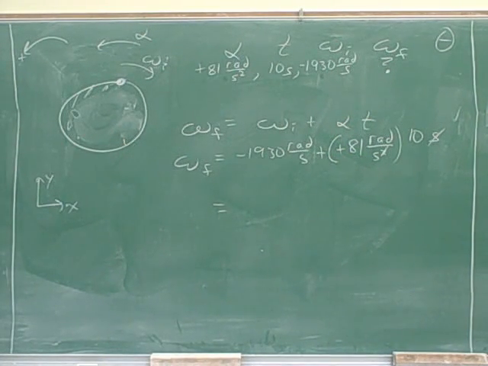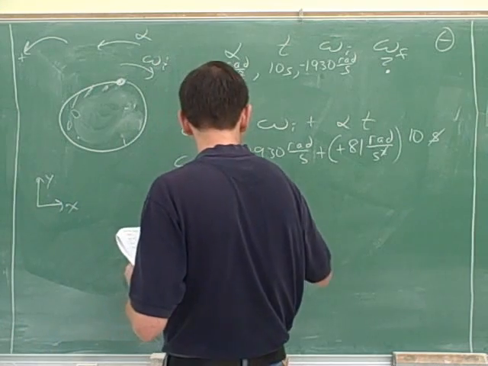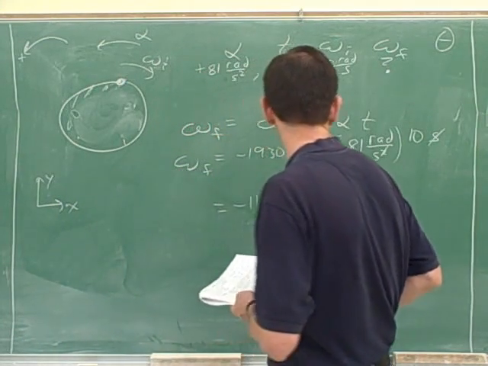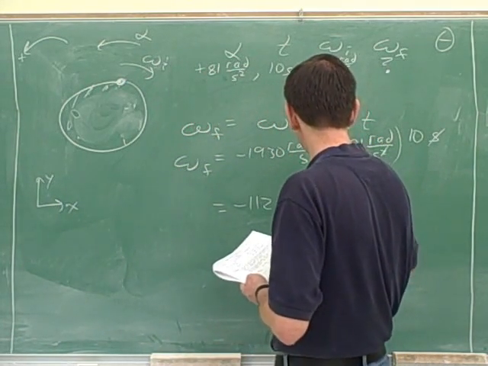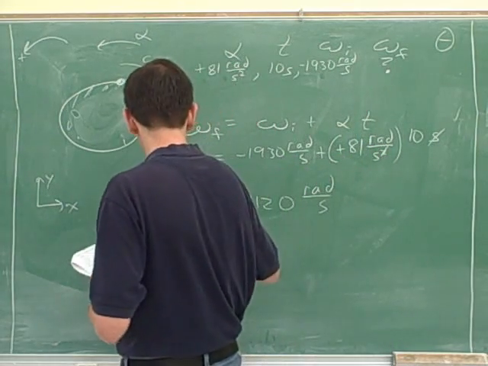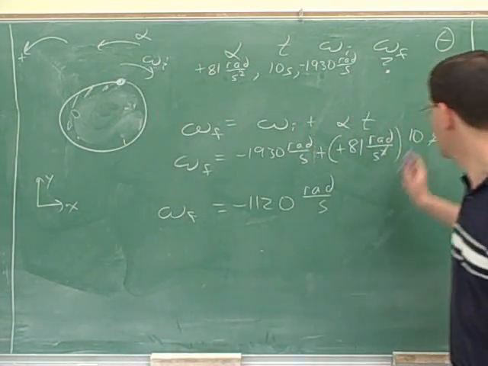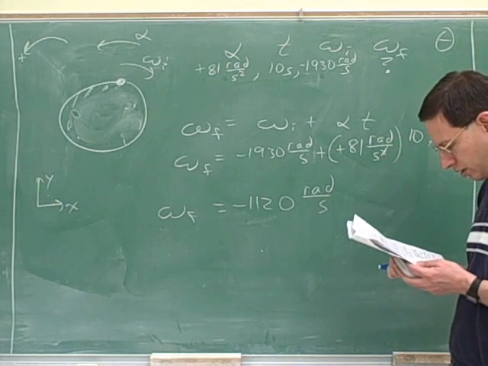So, what answer did you get? I got negative 1,120. And what units? Radians per second. Are those the units that we would have expected? Yeah, so the units worked out nicely here.